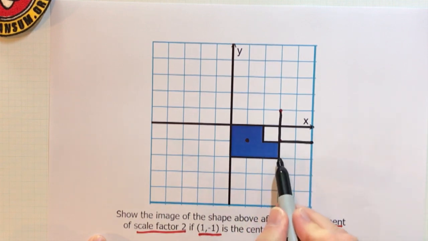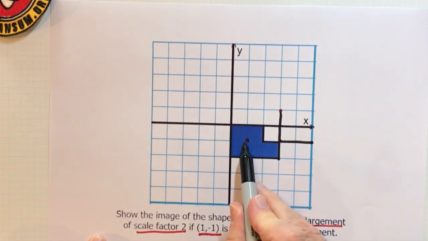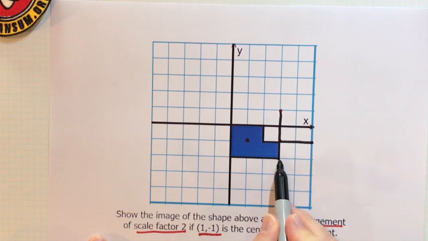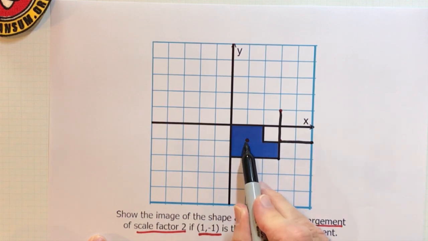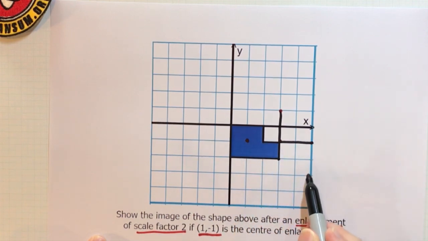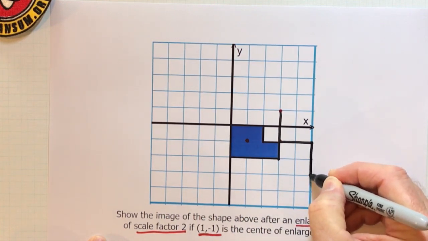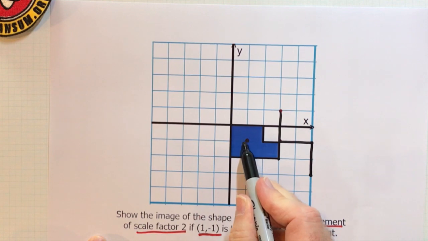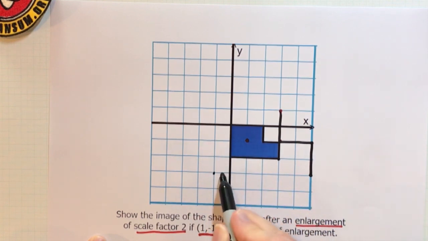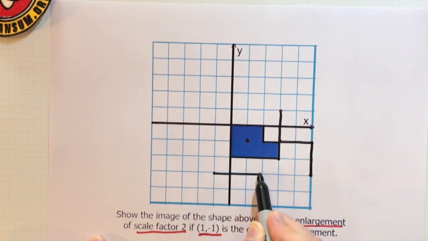So let's look at this bottom corner of the shape. It's 2 squares to the right and 1 square down. So I want to double that. 4 squares to the right and 2 squares down. And that will be here. Then this bottom left corner is 1 to the left, 1 down. Double it. 2 to the left, 2 down. Right, the bottom of the shape is here.